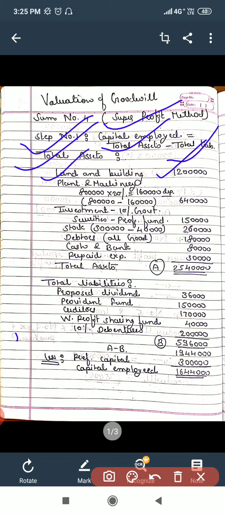The next asset you have been given is plant and machinery. It has been informed to you that the depreciation on plant and machinery is 20%. So the cost of plant and machinery is 8 lakhs into 20% depreciation. If you can calculate, you will get the depreciation of 1,60,000. So 8 lakhs minus 1,60,000 after depreciation, the value of plant and machinery is 6,40,000.